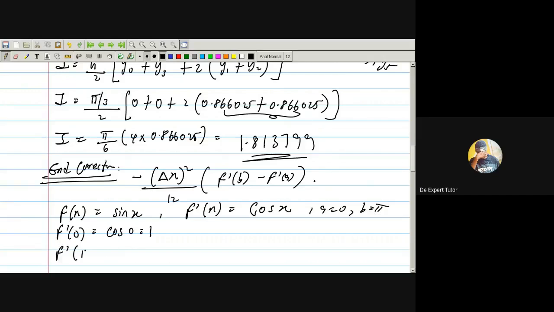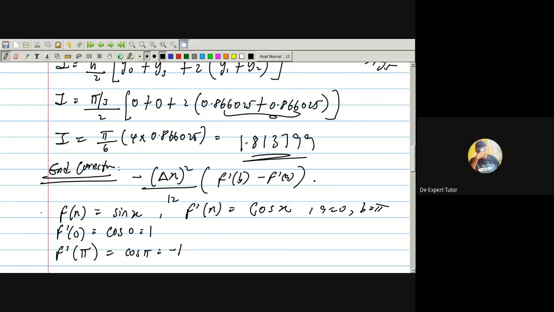And f prime of pi, that's cos pi. What's cos pi? Is that not minus 1? Check that. Yes, minus 1. Good. So everything I've said like that.